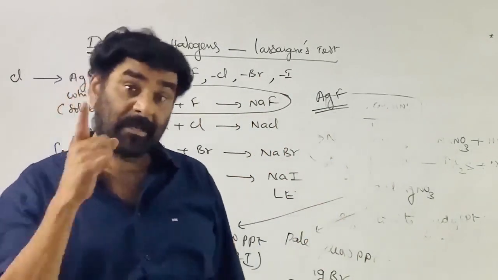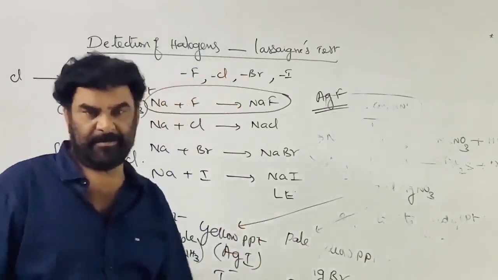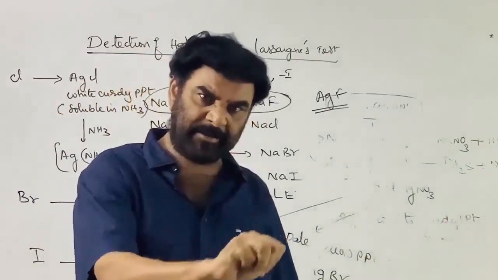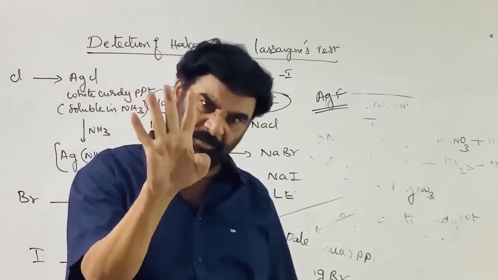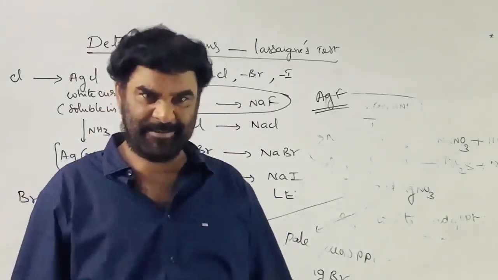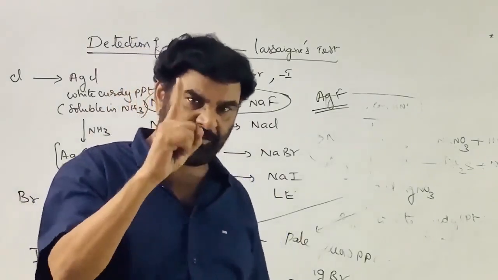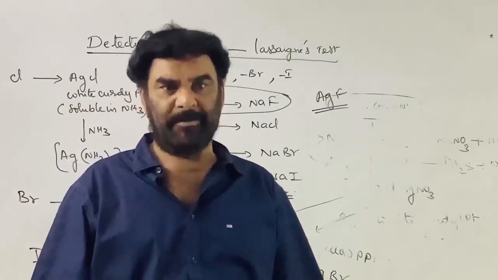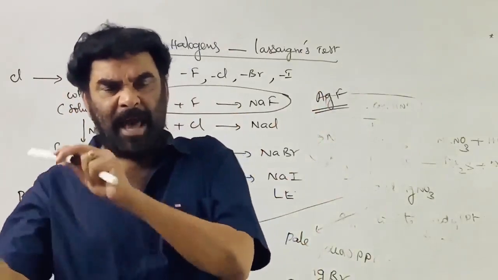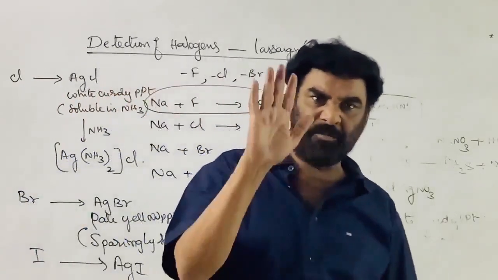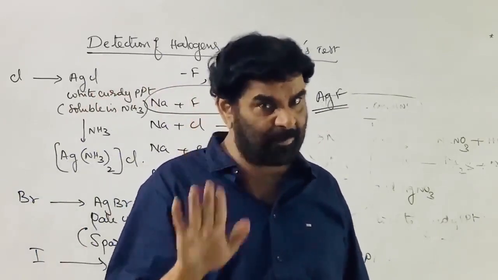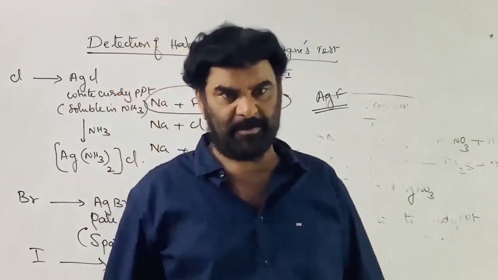So what to do? Calcium fluoride is insoluble. Calcium also forms four halides: fluoride, chloride, bromide, iodide. Among these, chloride, bromide and iodide are soluble in water, whereas calcium fluoride is insoluble. It is exactly the reverse of the silver halides' chemistry. Among the four silver halides, silver chloride, silver bromide and silver iodide are insoluble in water, but silver fluoride is soluble.